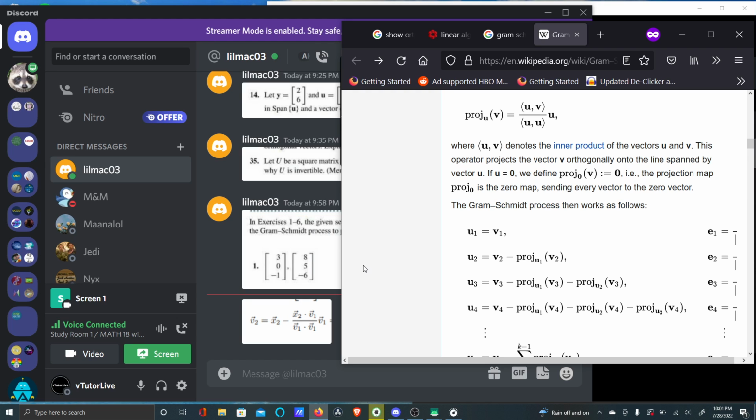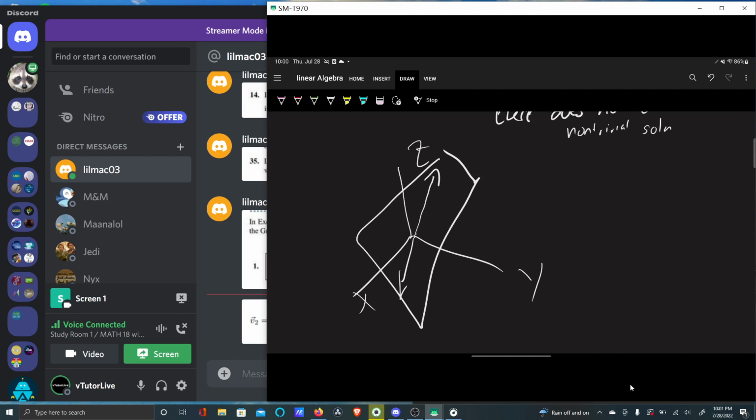But the idea is that you can draw a two-dimensional plane that is the span. It contains both vectors. Hey, what's up? I can't see what you're writing. I'm sorry.